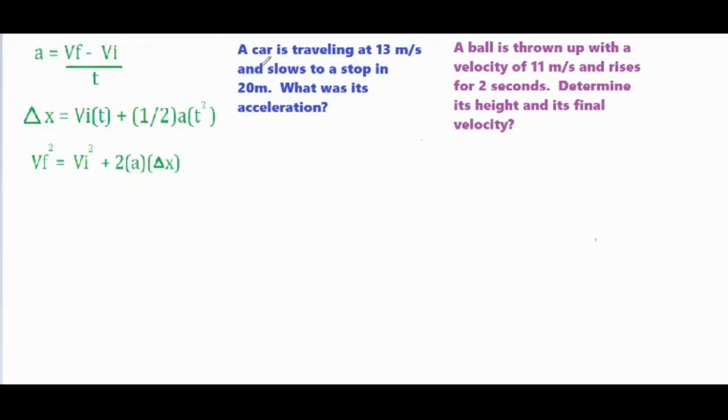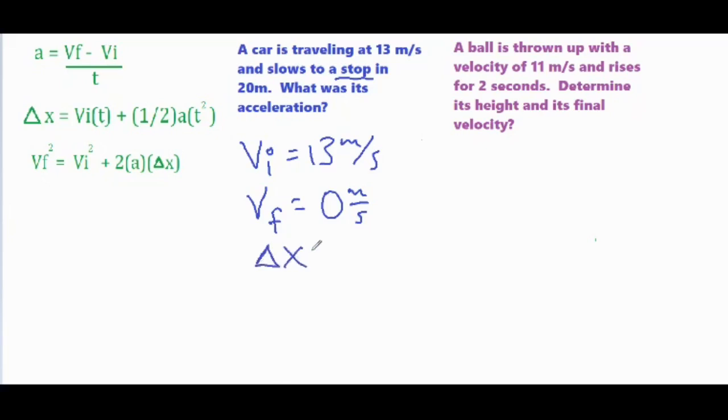For our second problem, we have a car that's traveling at 13 meters per second and it slows to a stop in 20 meters. What was its acceleration? So now I have my three main acceleration formulas on the screen, and we're going to go ahead and choose a formula after we label our knowns and unknown. So it's initially going at 13 meters per second, so we're going to call that our VI, our initial velocity. And it slows to a stop, so obviously that's implying that our final velocity is 0 meters per second in 20 meters, which is going to be our displacement, our delta x. Okay, and then we're looking for the acceleration.